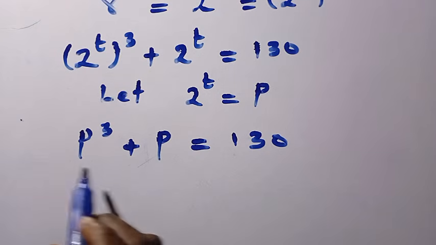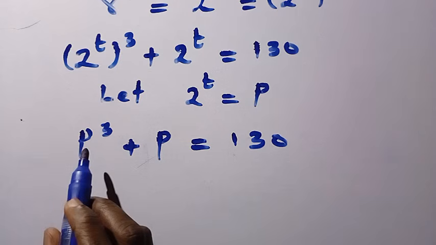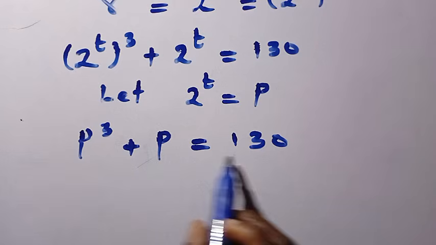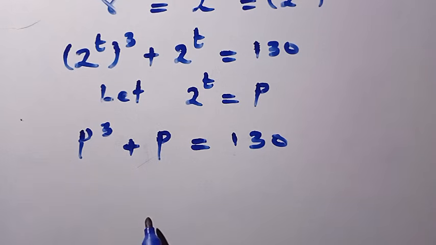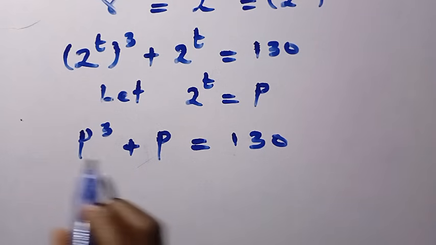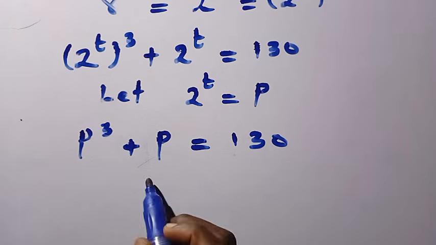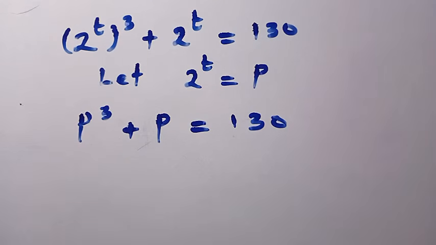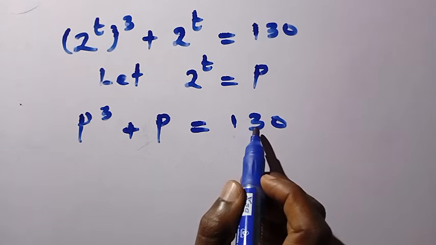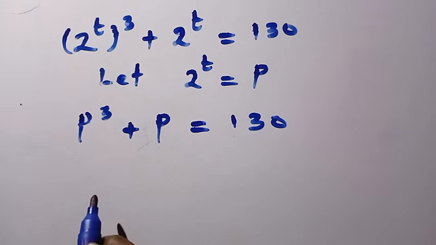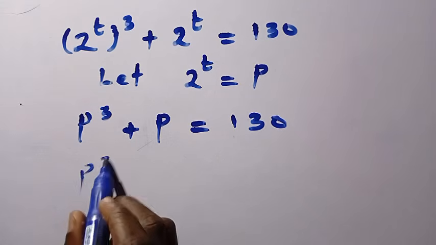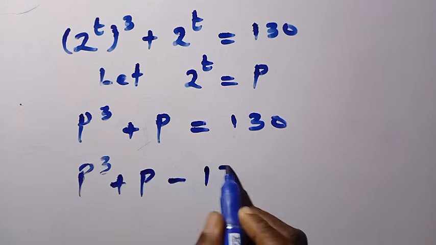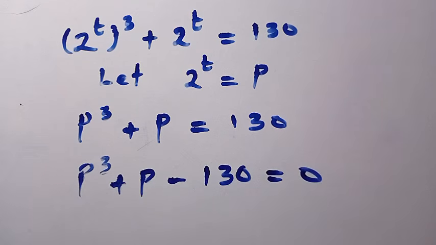At this line, we have a cubic equation because of the power of 3, and we need to find the answer that makes these two sides equal. We can just start guessing, and we can see that 5 satisfies this. But let's stop guessing and do real math. The first thing is we transfer this 130 to the left hand side, so here remains p^3 + p - 130 = 0.